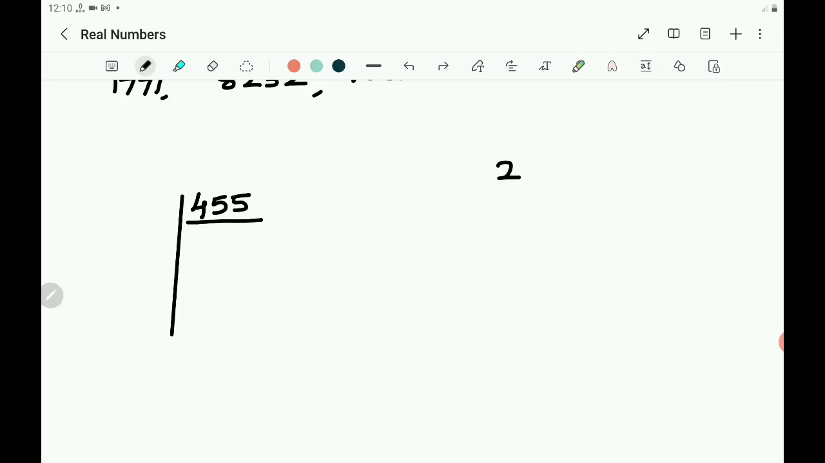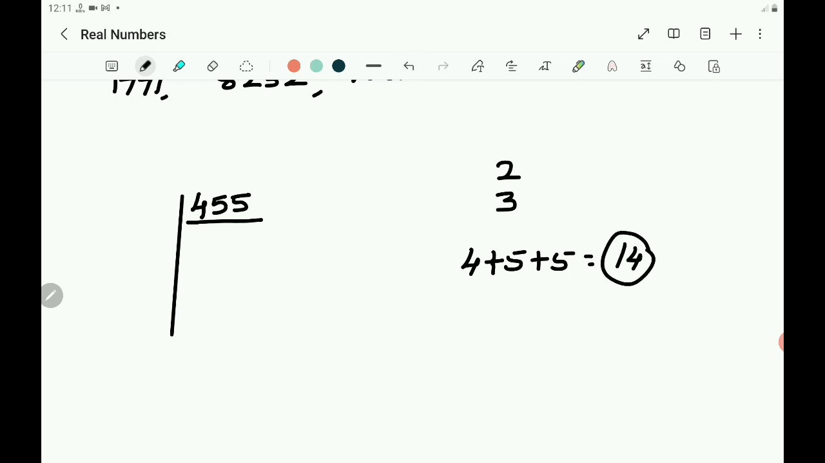Then you take the next prime number, 3. Now you check whether 455 is divisible by 3 or not. What is the divisibility test by 3? Here you find the sum of all the digits. First digit is 4, write 4. The digit in the tens place is 5, and the digit in the unit place is 5. Then what is the sum of these 3? 4 plus 5 becomes 9. 9 plus 5 is 14.